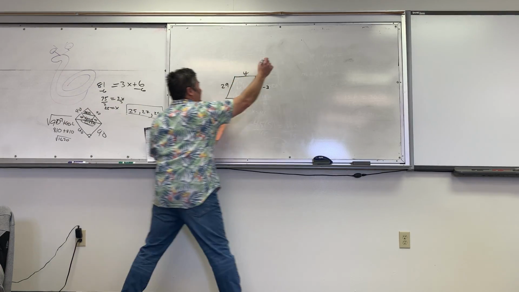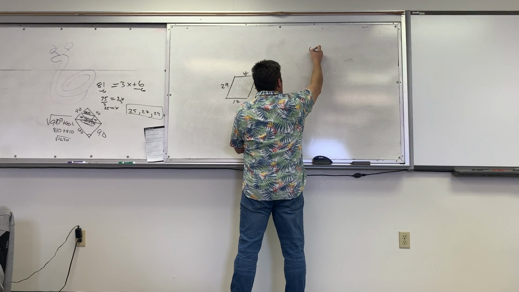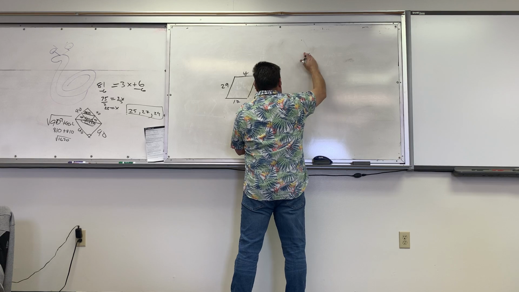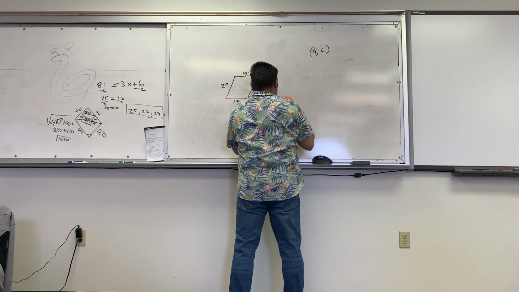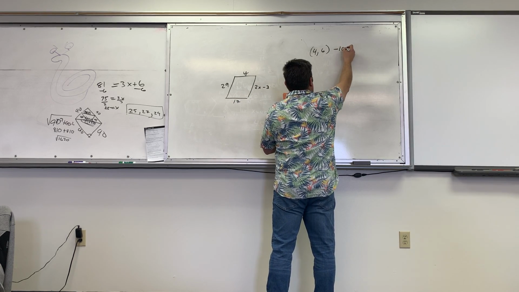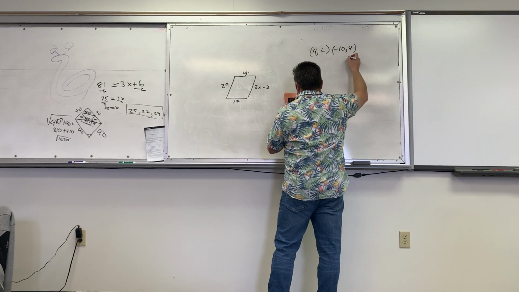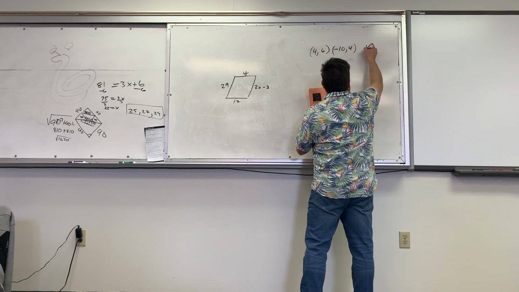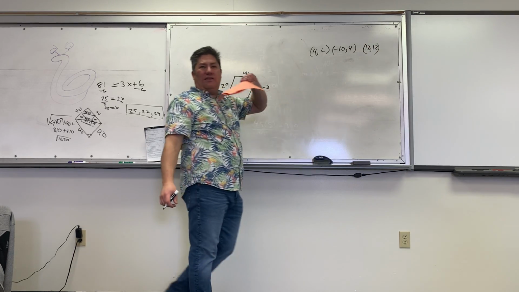So let's start with 4, 6. Sorry, I put the 6 first. 4, 6. Negative 10, 4. And 12, 12. Okay. Find the missing vertex.